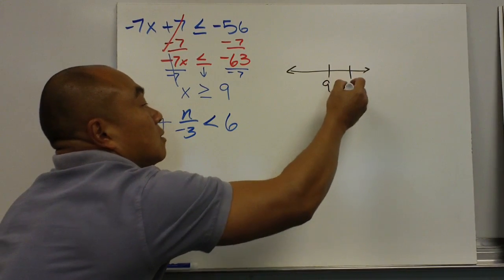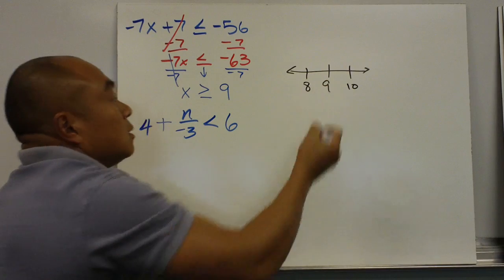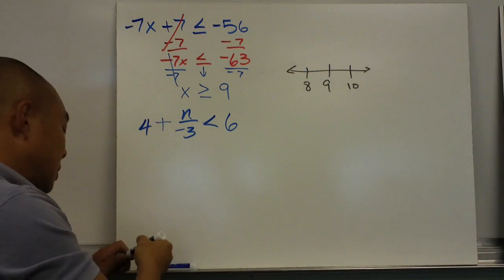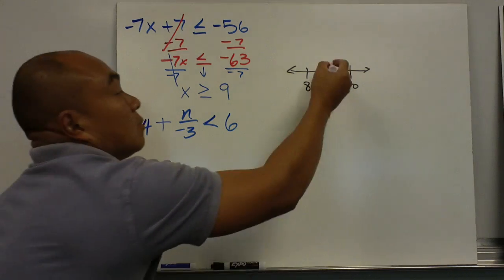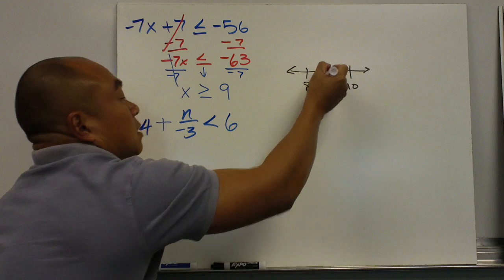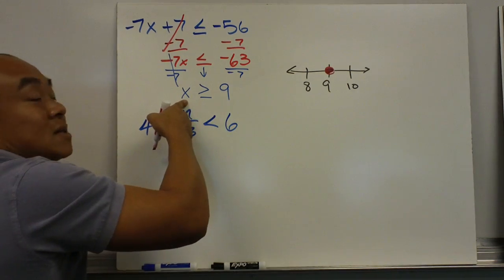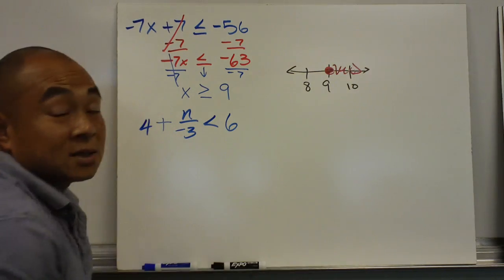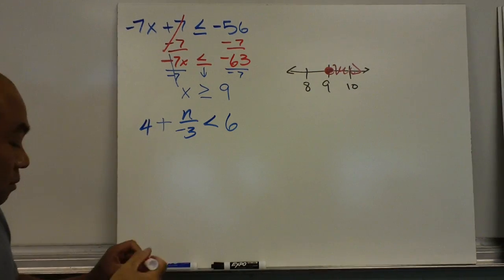9 right here, 10 and 8. So here it's x is greater than or equal to 9. First of all, we're going to locate 9. Because it is an equal to, that becomes a solid dot. And we're looking for all the values of x that will make it true. Anything that's bigger than 9, and 9 itself, is going to make it true.